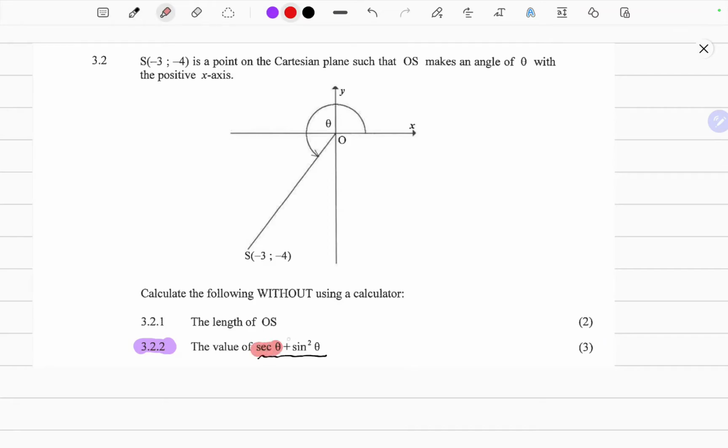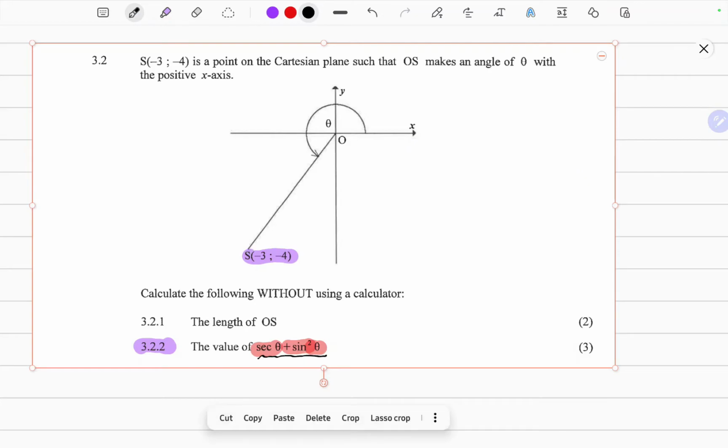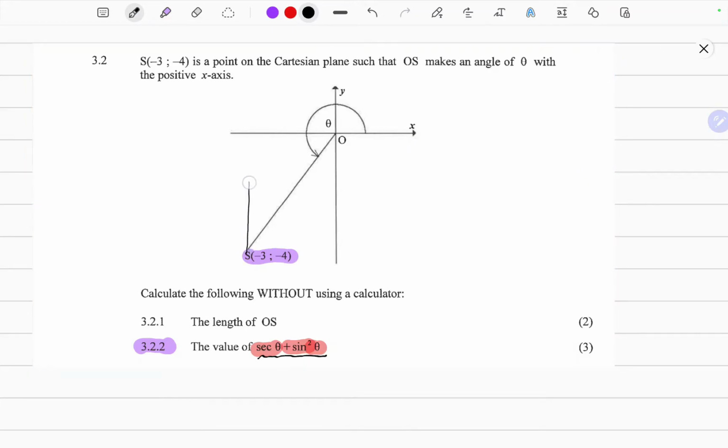And because we're working with trigonometric ratios like sine theta, cos theta, and tan theta, we have to construct a right triangle because trigonometric ratios concern themselves with right angle triangles. So it's possible to construct a right triangle with the information provided. So let's go ahead and do that. So here's my right angle triangle, and the x coordinate is -3 and the y coordinate is -4.